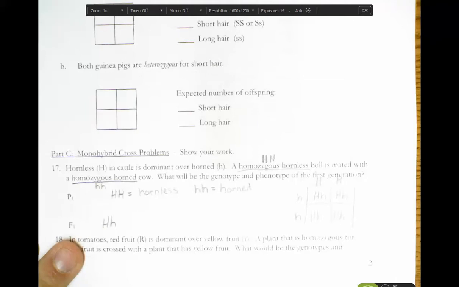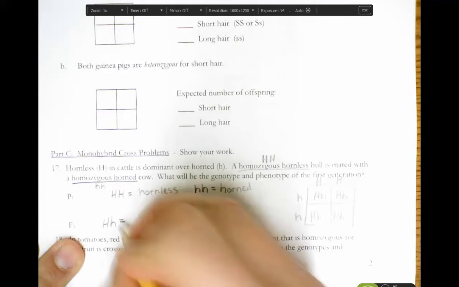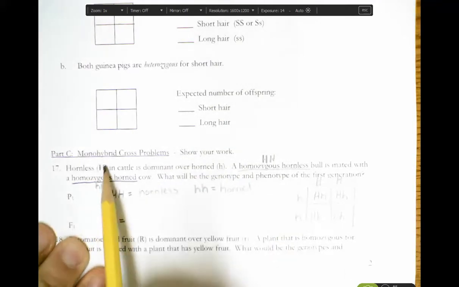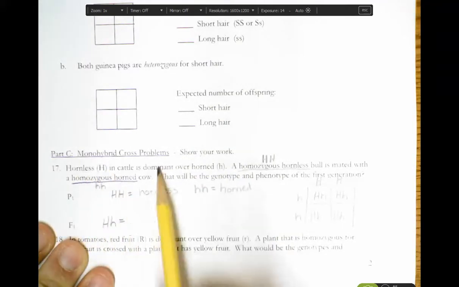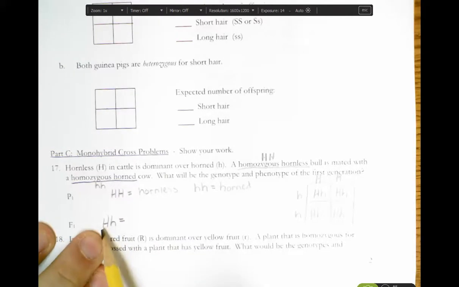Now it wants also to know what the phenotype is of this generation. So uppercase H, lowercase h is what? Remember, it says hornlessness is dominant over horned. So if they end up uppercase H, lowercase h, what physical trait's being expressed? They are going to be hornless. No horns.